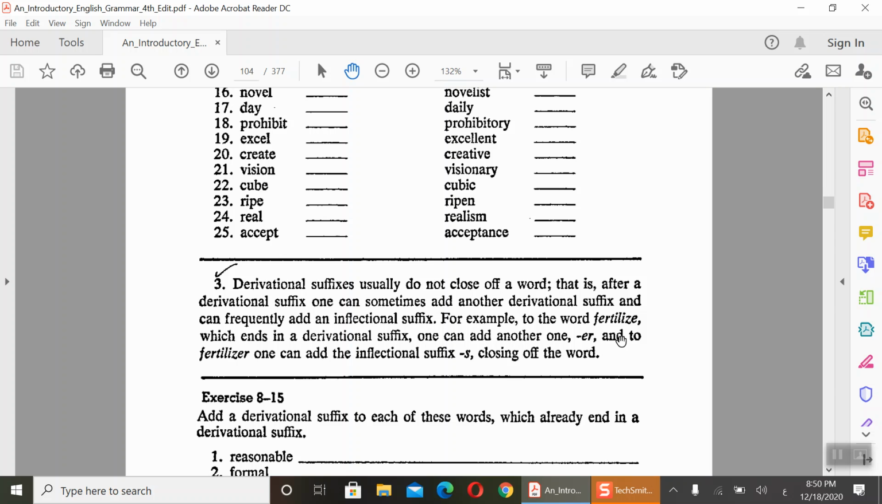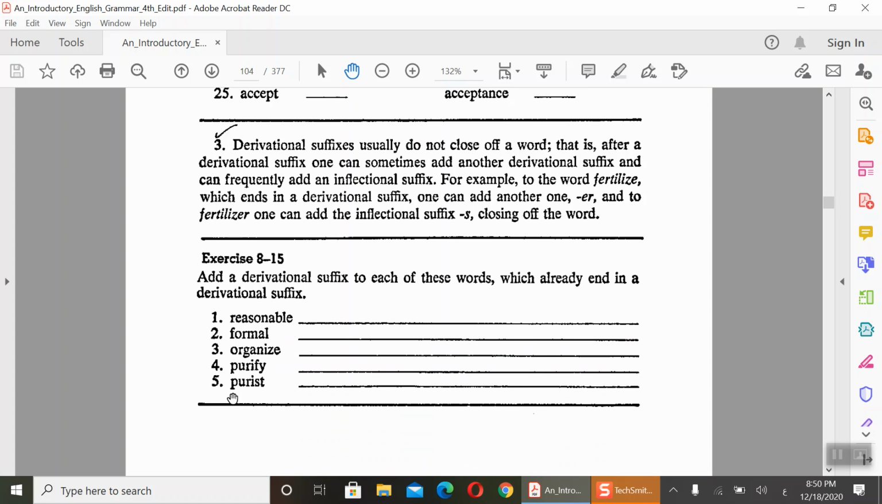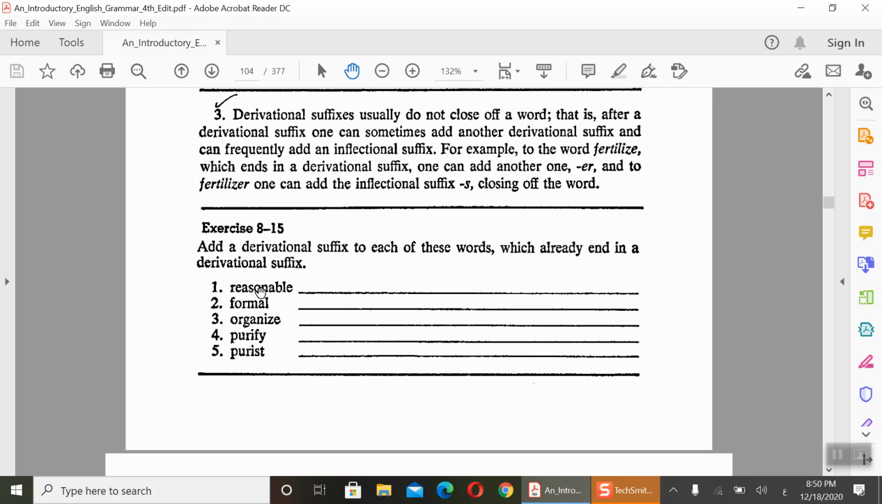Okay. For example, the word fertilize, which ends in a derivational suffix. One can add another, fertilizer. Okay. If we want to close off this, we add s, fertilizers. So we can't add any more. Here we have, for example, the word reason. We add able. It is what? Derivational. Reasonable. Reasonability. Okay, reasonabilities. So we add s at the end, which is a plural. This is an inflectional suffix.